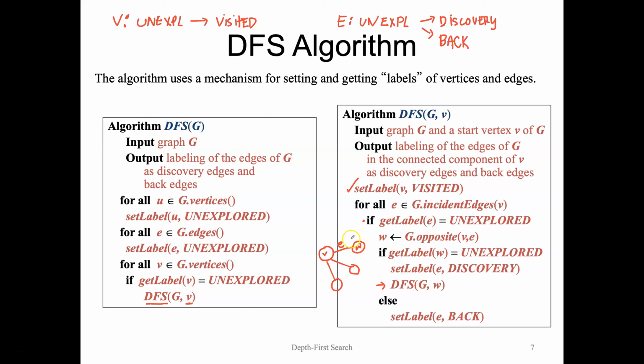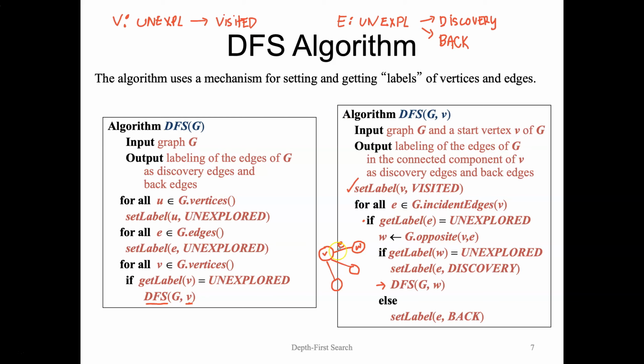So then we would mark this W as having been visited. We would check its incident edges and determine if we should mark them as back edges or discovery edges. If we encounter a discovery edge, we'll follow that edge. And we'll continuously make these recursive calls, going from one vertex to the next along some discovery edge.